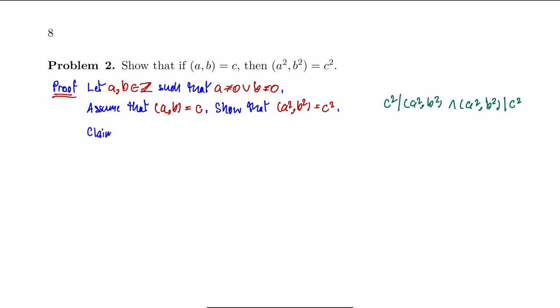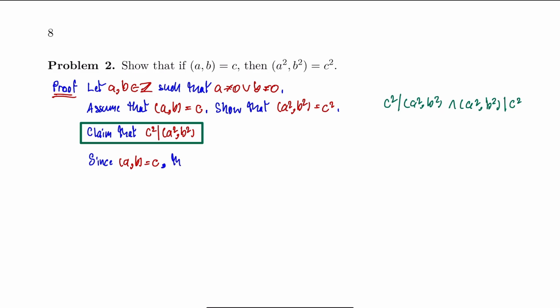And we're going to try to show that. First we try to show that c squared divides the greatest common divisor of a squared and b squared. And then what do we have next? We start with the greatest common divisor of a and b, which is c. Then what do we have right here?